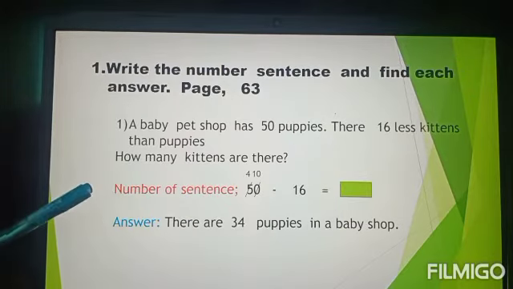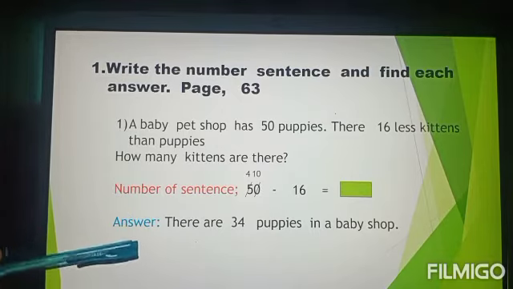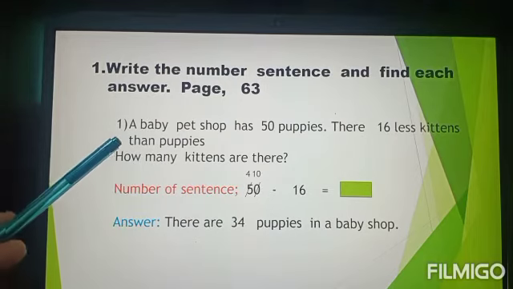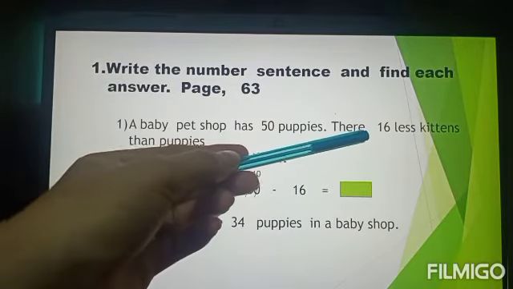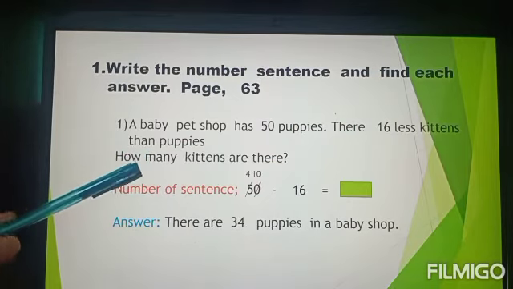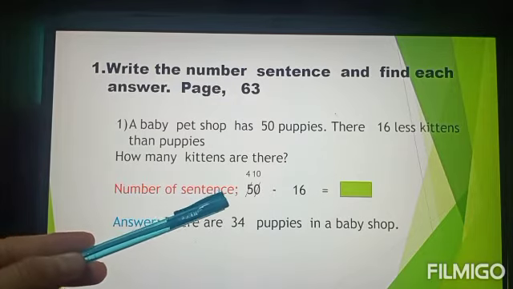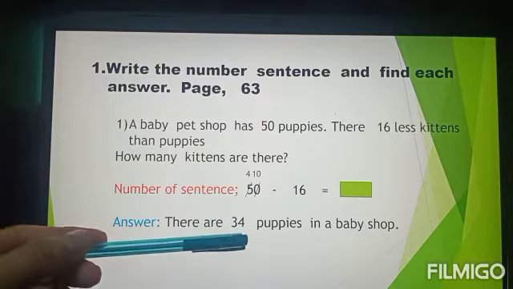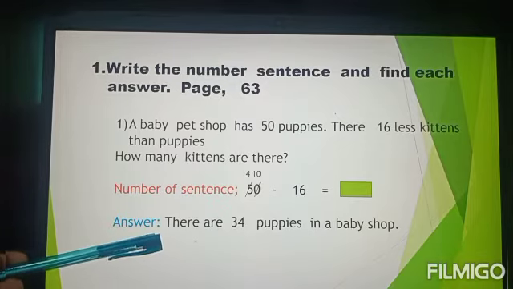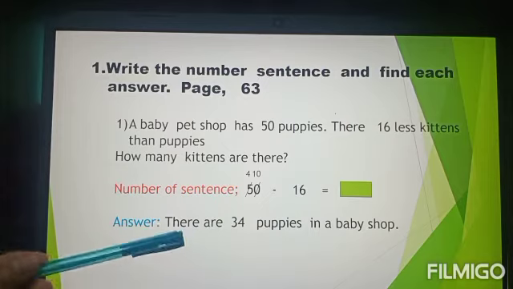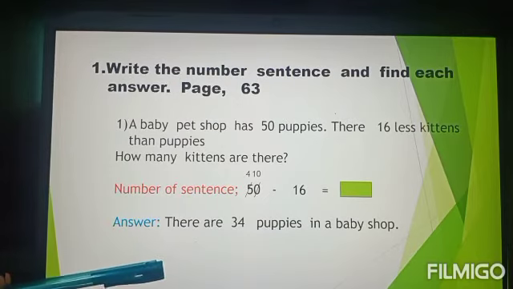So, examples. Number one in your book. Write the number sentence and find the answer. A baby pet shop has 50 puppies. There are 16 fewer kittens than puppies. How many kittens are there? So we have to write the number sentence. We write 50 minus 16. If we subtract that number, the answer is 34. There are 34 kittens in the baby pet shop. Okay, that is example number one.